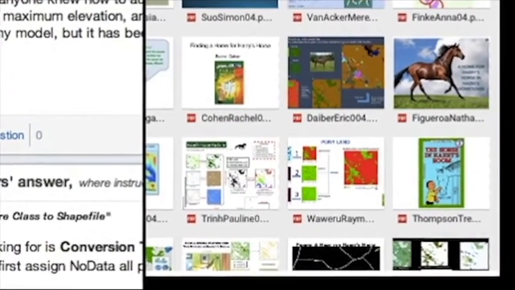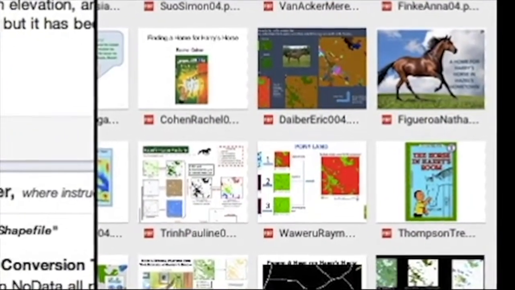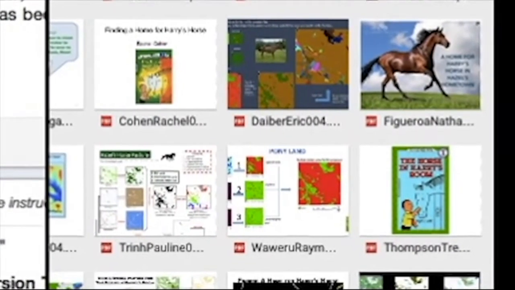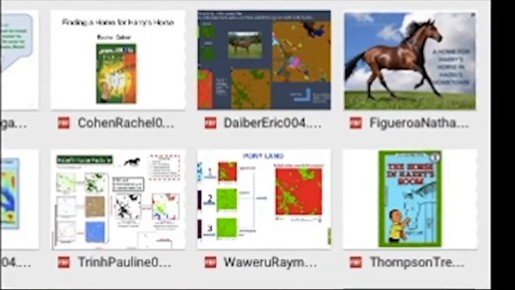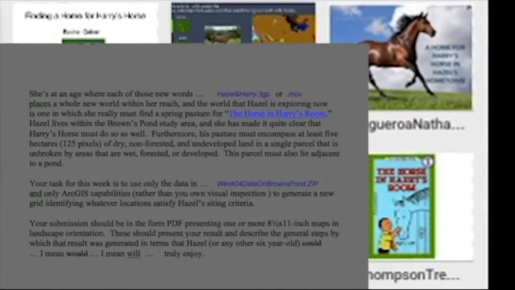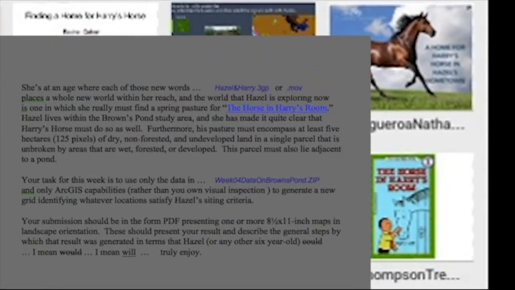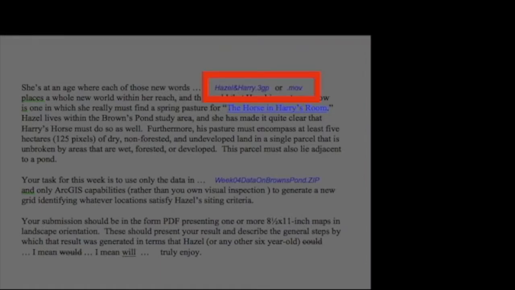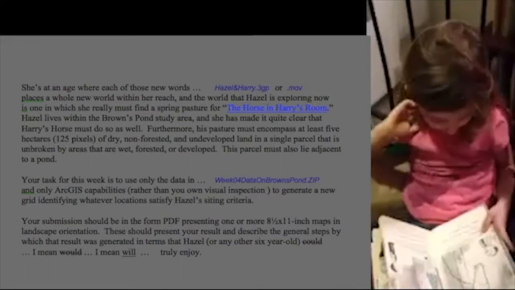So let's do the same. Notice here how many of these submissions include pictures of a horse. The reason for that is that this homework assignment was issued as you see here. And while you read through this assignment, let me click on this link in order to give you a clearer idea of what motivated this particular problem and the audience to whom students were asked to direct their solutions.